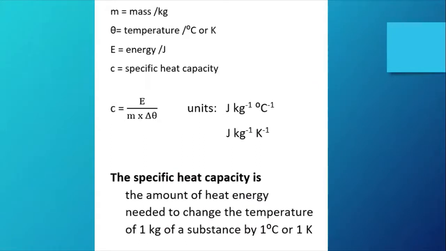Well, I'm repeating myself and I'm saying that C is something that we're going to call the specific heat capacity. So C equals E over m times delta theta. Its units would be joules, kilograms to the -1, degrees C to the -1, or if we're using Kelvin, joules, kilograms to the -1, Kelvin to the -1. And this is something we really need to know. The specific heat capacity is the amount of heat energy needed to change the temperature of 1 kilogram of a substance by 1 degree centigrade or 1 Kelvin.